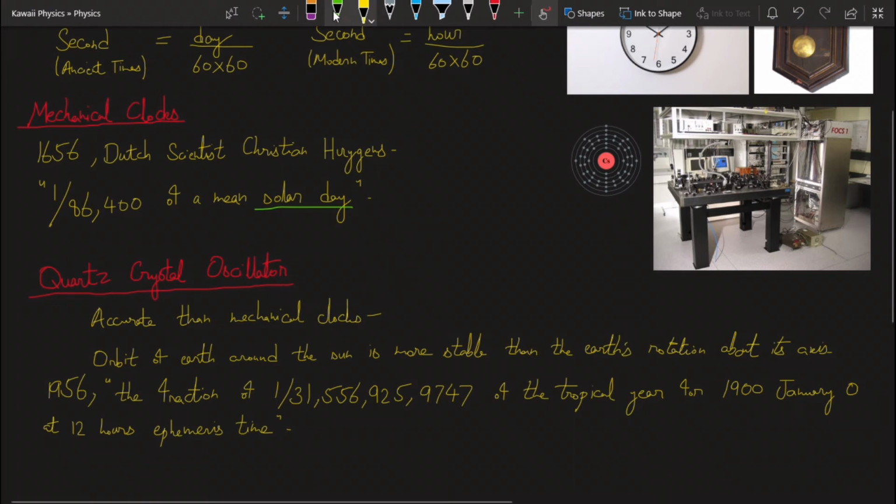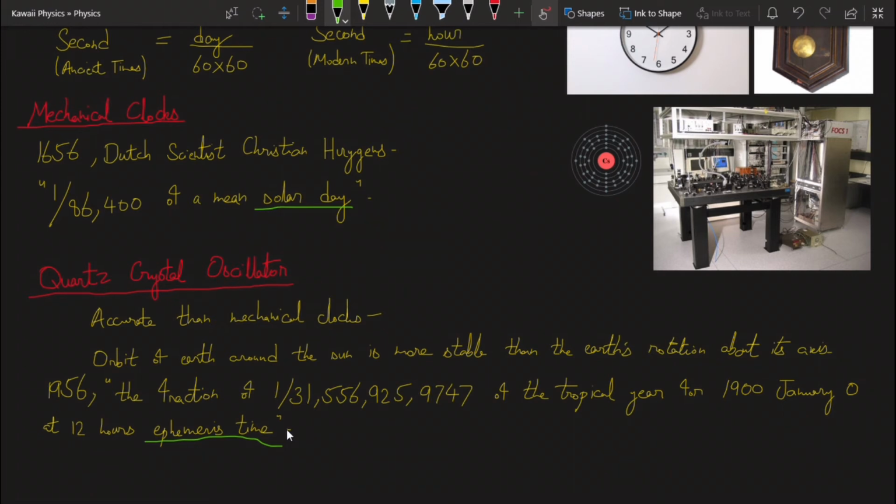So what is ephemeris time? Ephemeris time is the time calculated by the Earth's orbit around the sun, not according to the Earth's axis, because as we talked about recently, the Earth's axis is not stable compared to the Earth's orbit around the sun. So ephemeris time was time calculated according to the Earth's orbit around the sun.